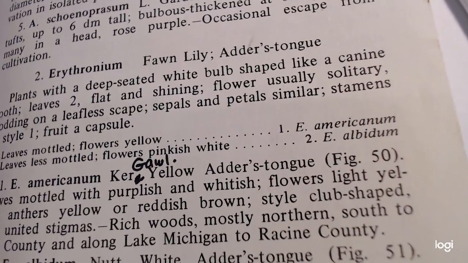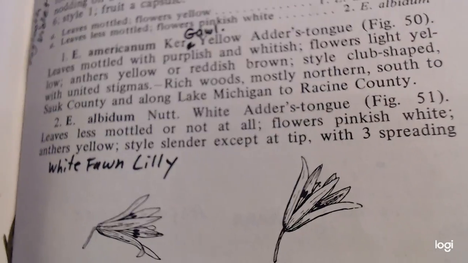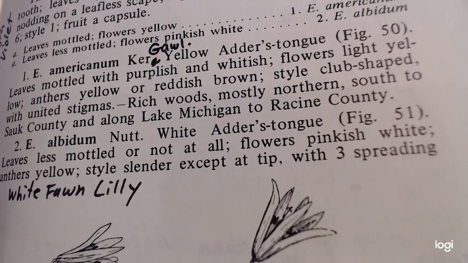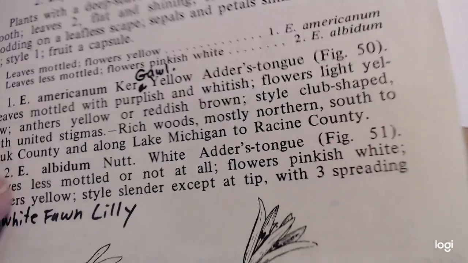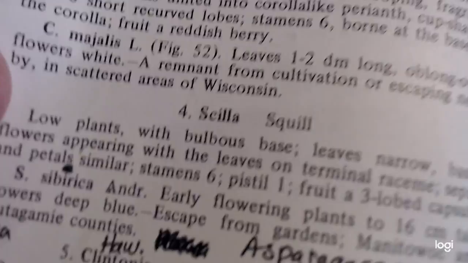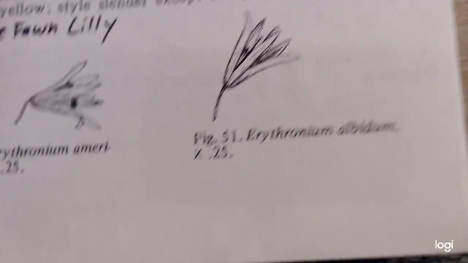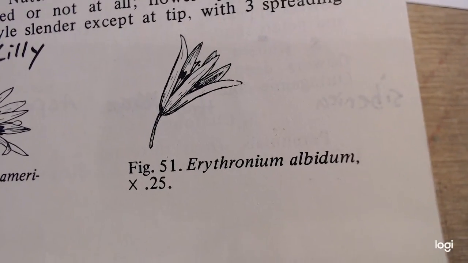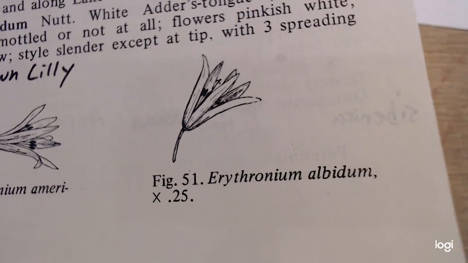So we know that it's Erythronium albidum, and we look down, white adder's tongue, leaves less mottled or not at all, flowers pinkish white, anthers yellow, yes, styles slender except that tip, yes, with 3 spreading stigmas. Where is it? Rich woods, and that just tells you where it's located. And then sometimes it will even give you a drawing there. That's a good drawing, it's nice. It can help you sometimes.